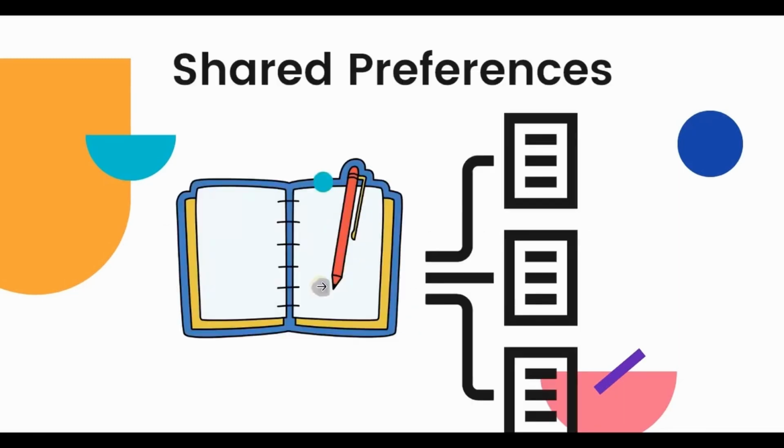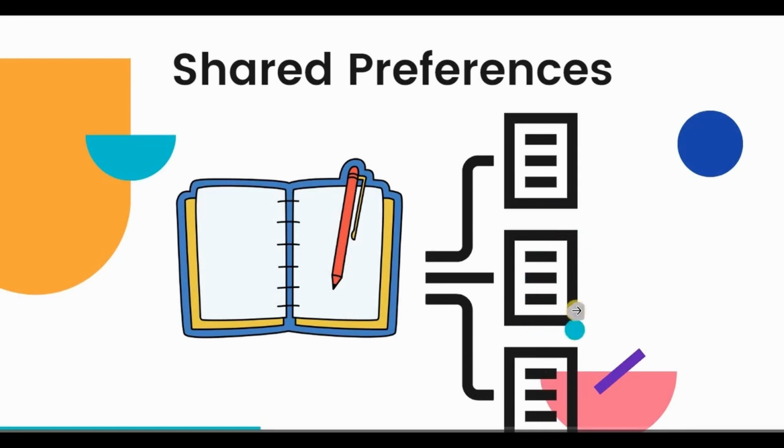Imagine you have a small notebook like a diary in your Android phone where you can jot down some notes that you want to remember later. These notes could be things like your favorite color, a game level you reached, or whether you want the app to show music or not. Shared preference in Android is like that little notebook. It's a way for apps to store and remember small pieces of information that they can use later.